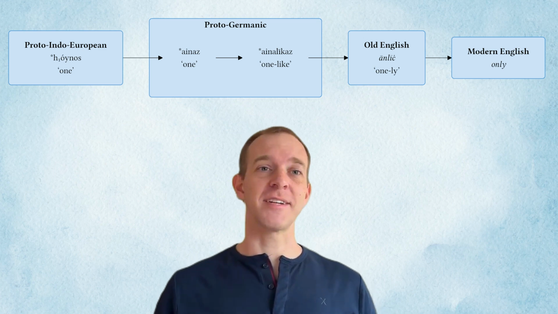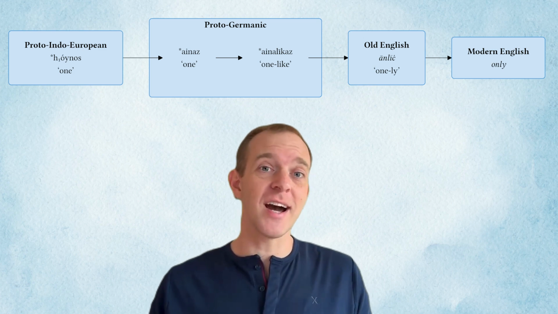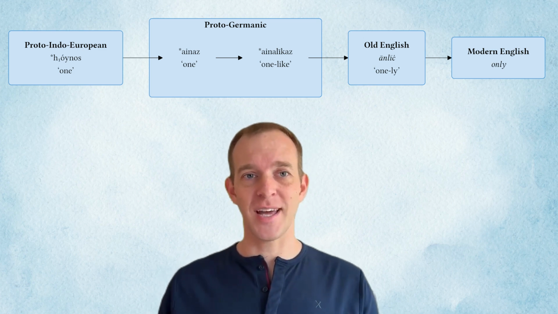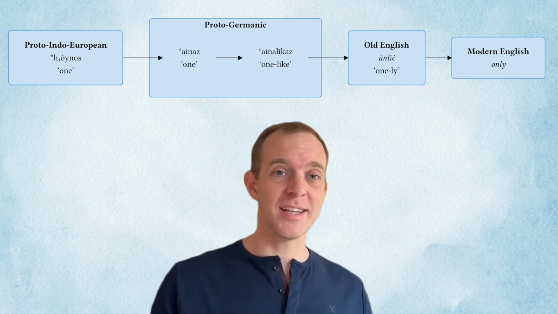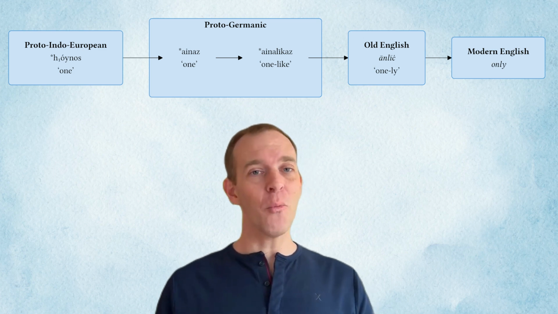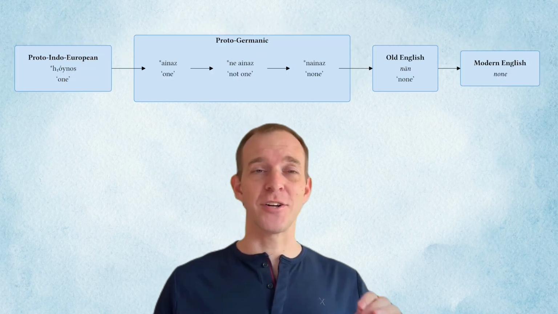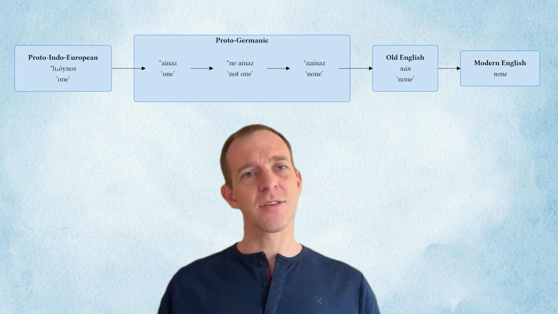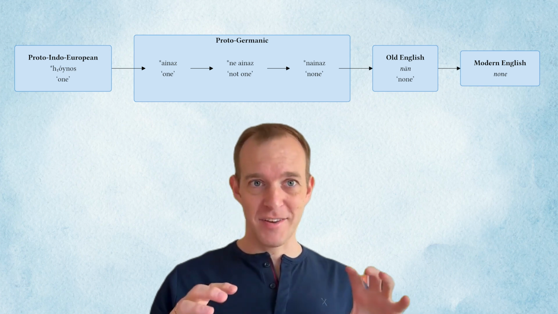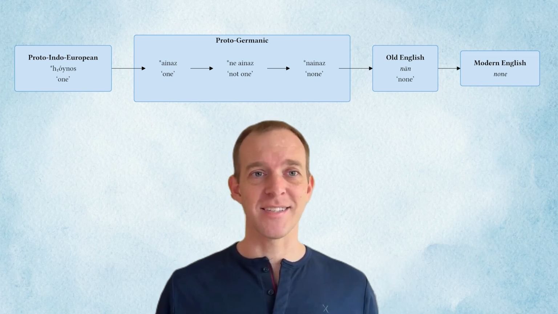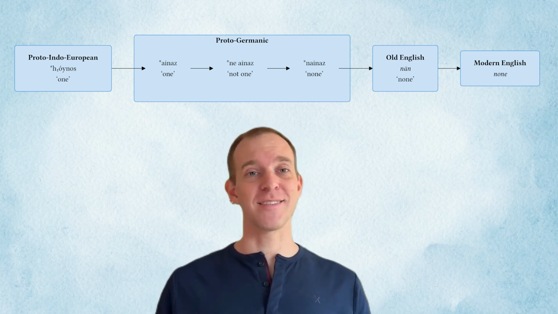Ainas could also take the suffix likas, meaning like. So einlikas meant one-like. And of course, likas is related to the modern English word like, and that's the origin of the ly suffix. So in Old English, einlikas became anlich, literally one-ly, and that became the modern English word only. Ainas in Proto-Germanic could also be negated with the word ne. So the phrase ne ainas meant not one, but that underwent that process of univerbation and became nainas. In Old English, nainas was pronounced as non, and in modern English, that word is the word none.